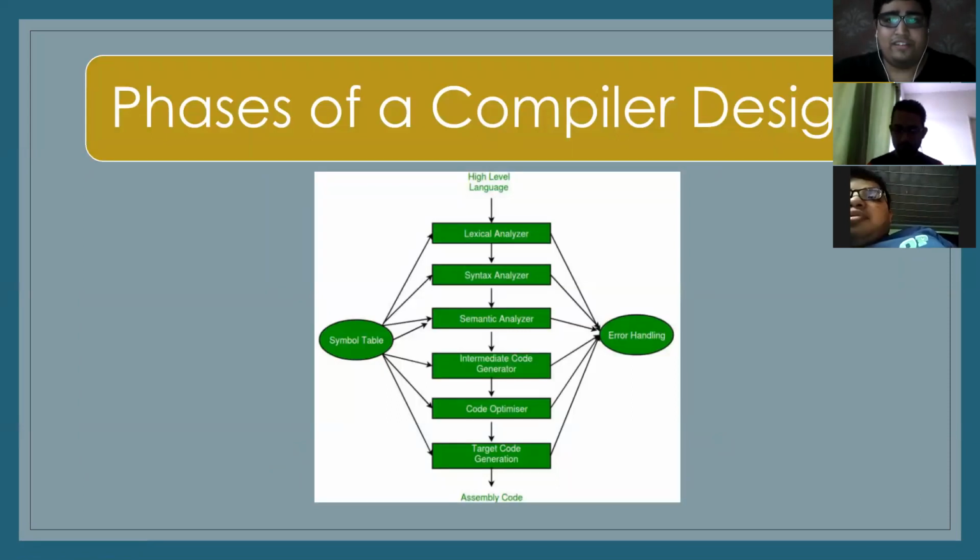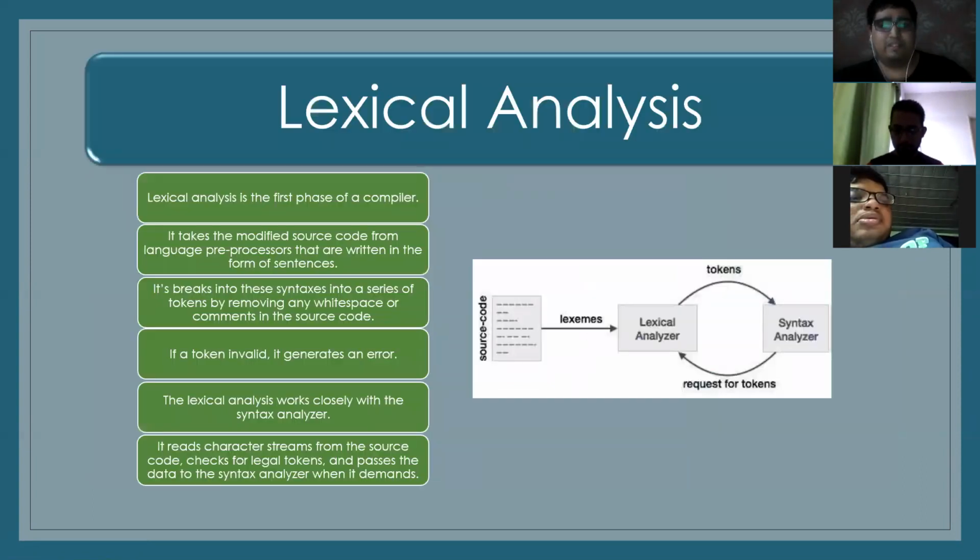Here are the phases of the compiler design: high level language, lexical, syntax, semantic, intermediate code generator, code optimization, and target code generation, which are the steps used to build the compiler itself.